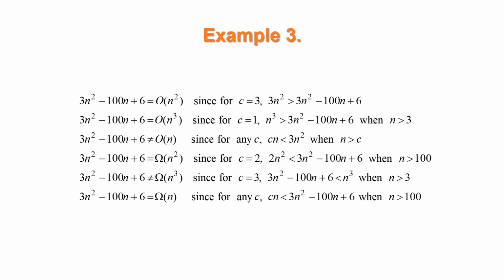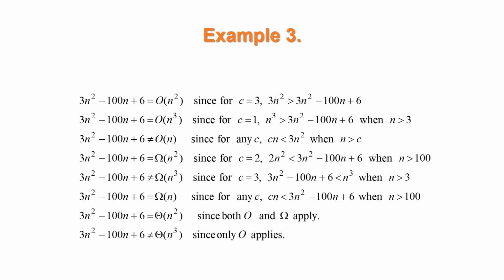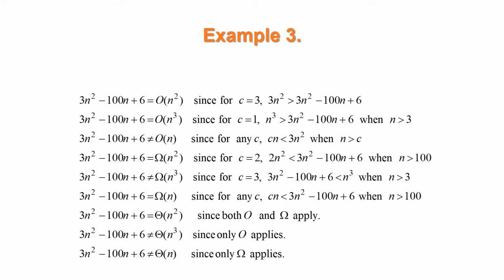3n squared minus 100n plus 6 equals theta n squared, since both O and omega apply. 3n squared minus 100n plus 6 does not equal theta n cubed, since only O applies. 3n squared minus 100n plus 6 does not equal theta n, since only omega applies.